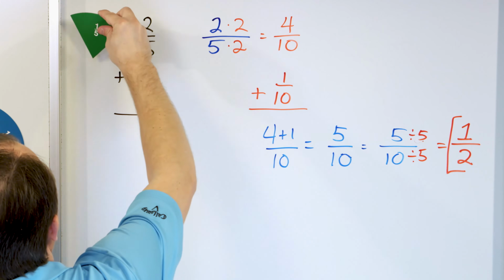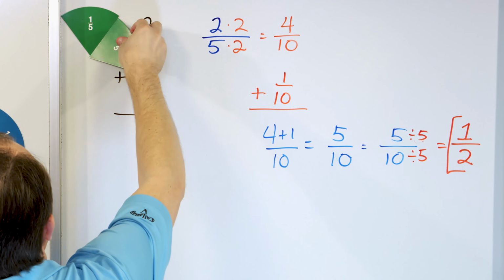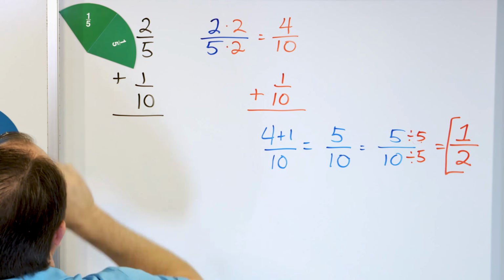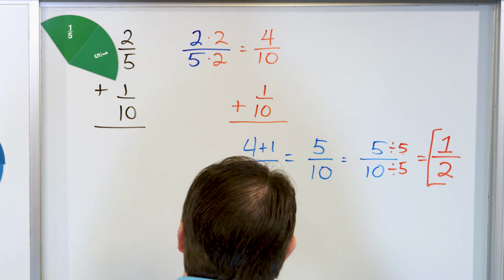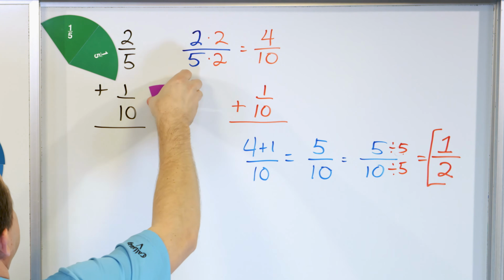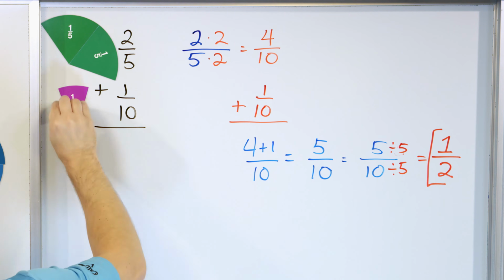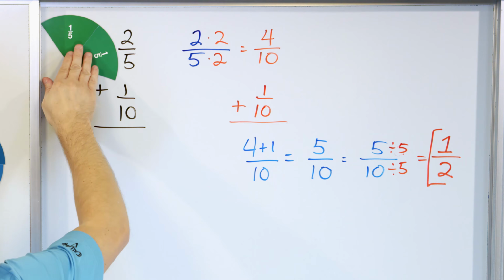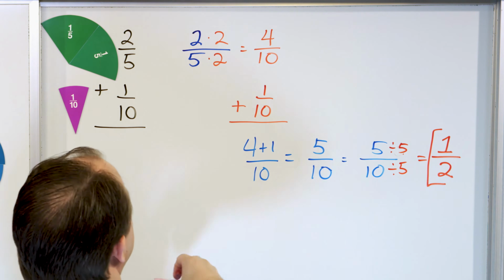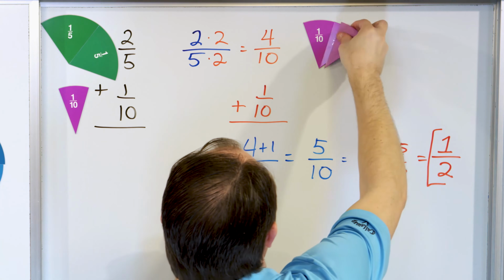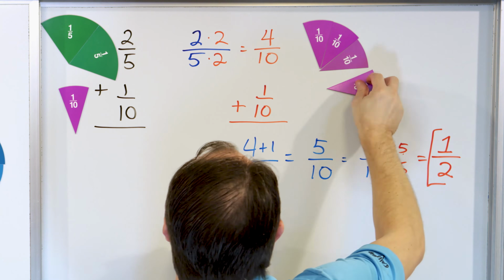2/5 means we have 1/5 here and another fifth. This makes 2/5 right there. Now we're adding to that 1/10, which is 1 piece out of 10 of the pizza. I guess I can put it over here. So we're adding these two together. We're saying that 2/5 is exactly equal to 4/10 by multiplying by 2. So we're saying here's 1/10, here's 2/10, 3/10, and 4/10.